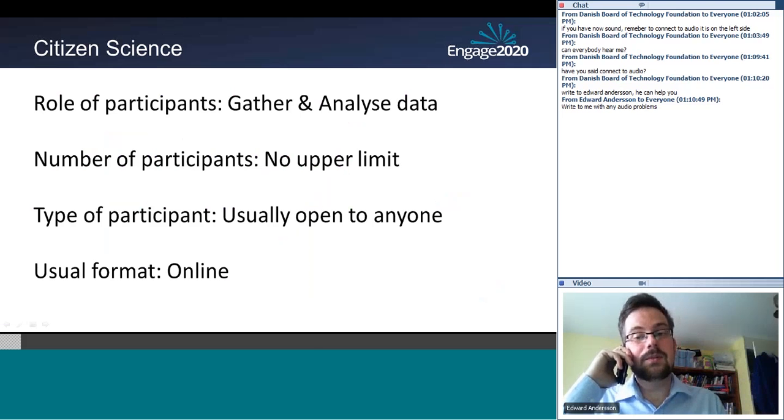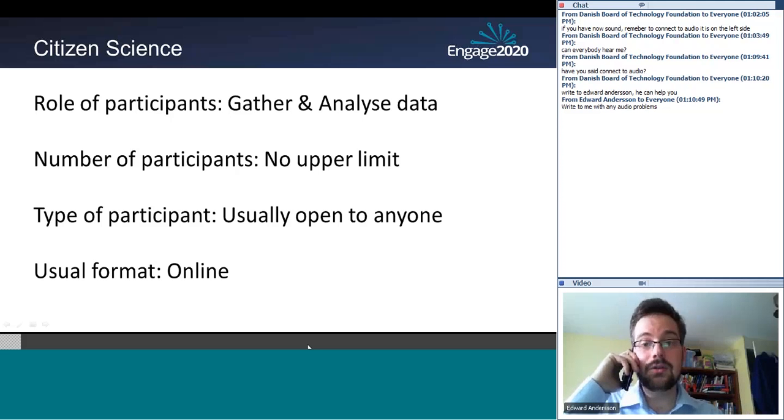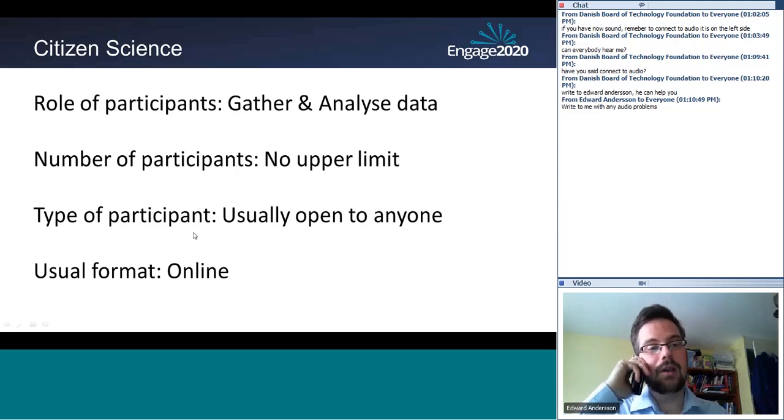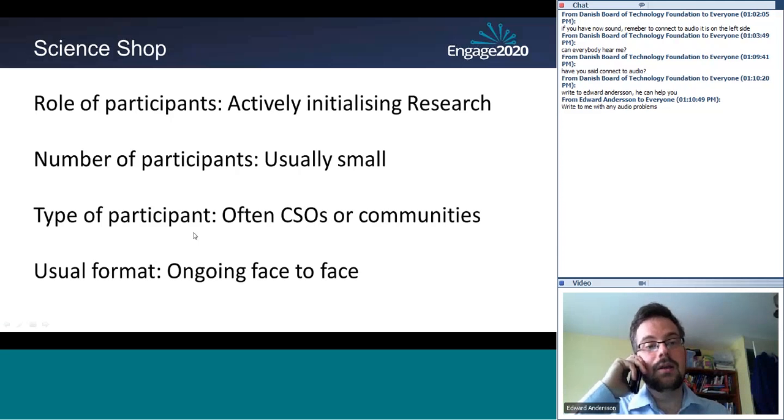Type of participant is usually not a problem. Diversity is not a huge issue here. You just want as many people working with you as possible. And especially today, citizen science is often done online. So that's one of the options you have at your disposal.